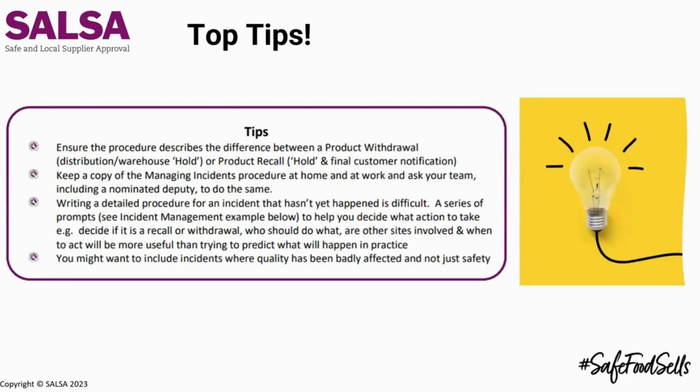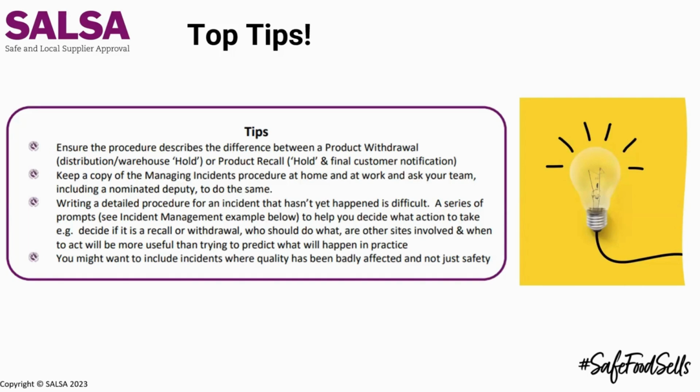So we've got some top tips here. Just quick reminders. Ensure the procedure describes the difference between a product withdrawal or a product recall. And obviously, like I said, they're very different. So withdrawal is very much that you've contacted the warehouse, it's not gone to the final customer. You can make sure that the warehouse has their own procedure to put product on hold and quarantine, so it's not further into the supply chain, it's not delivered to the customers.